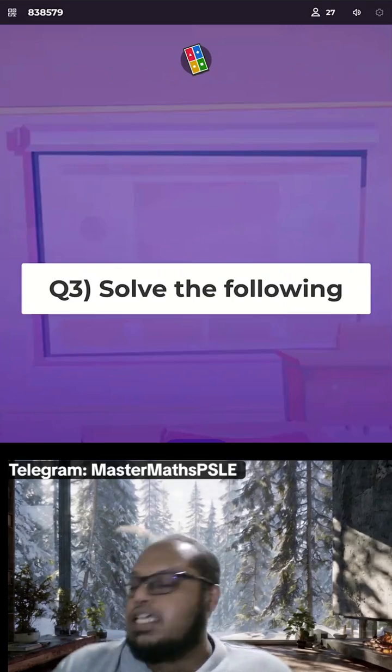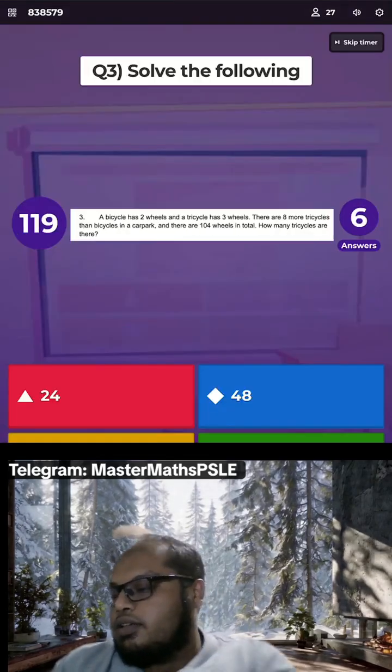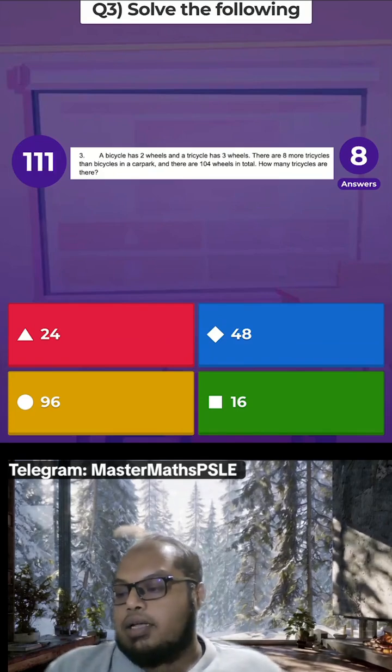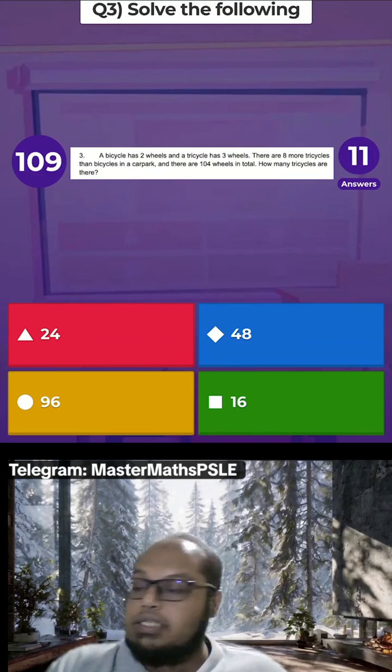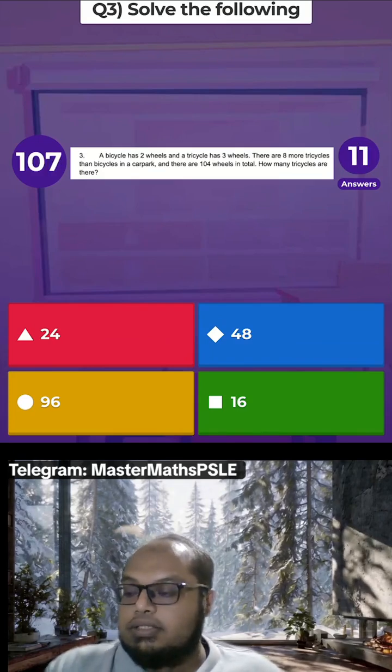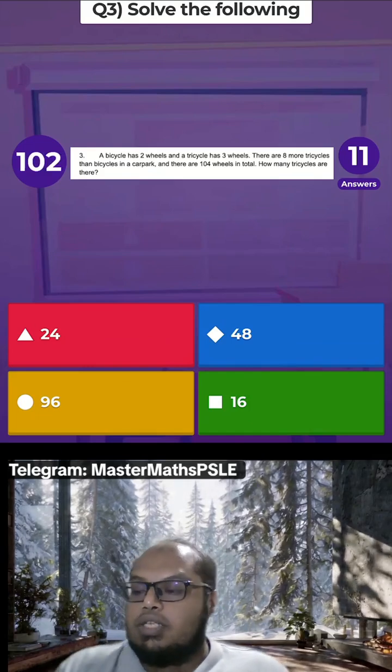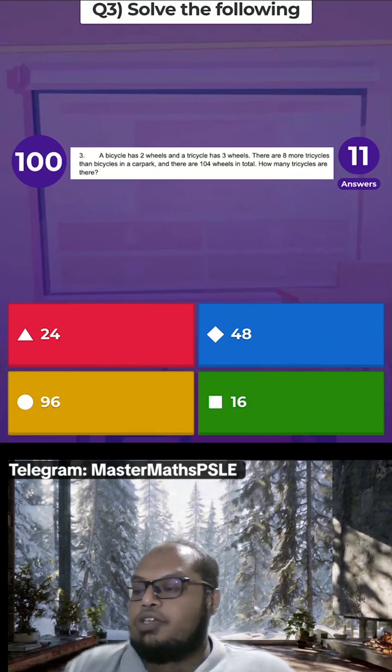Question 3. A bicycle has 2 wheels and a tricycle has 3 wheels. There are 8 more tricycles than bicycles in a car park. There are 104 wheels in total. How many tricycles are there?